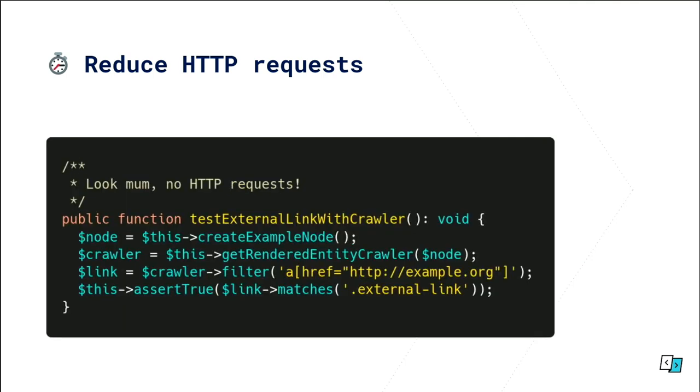Basically, we create a node, we get a crawler for that node, and then we filter it by a CSS selector, and then we make an assertion like, does our link have that class or does it not have that class? So yes, we've saved doing an HTTP request for that, but we still have the HTML that would be output or generated.